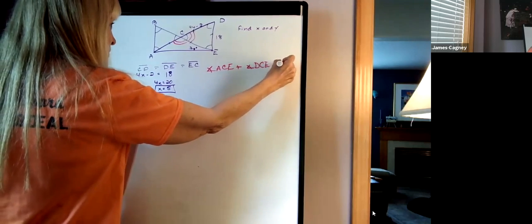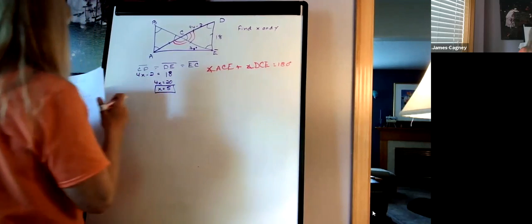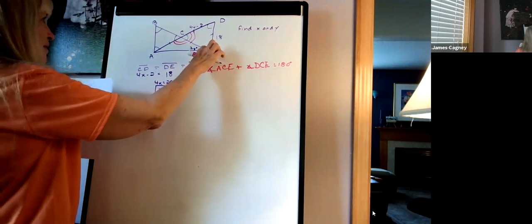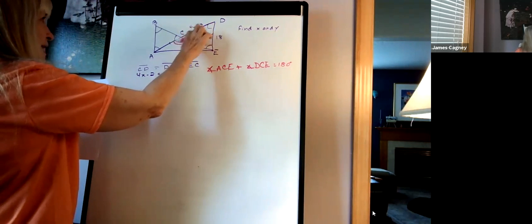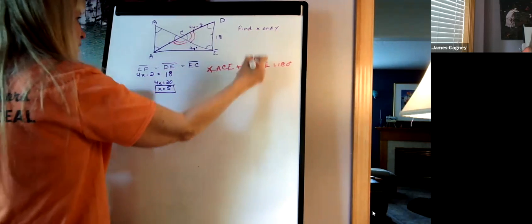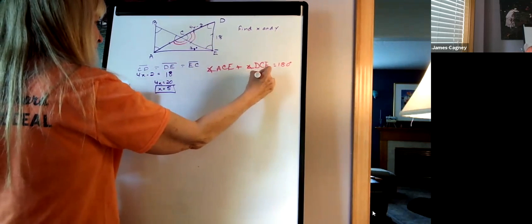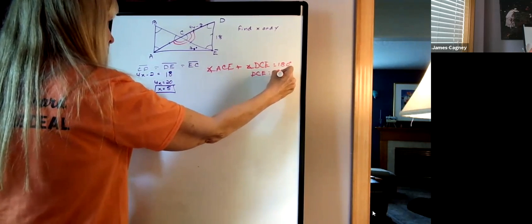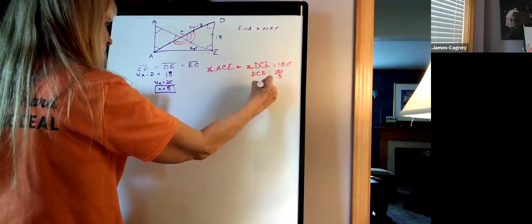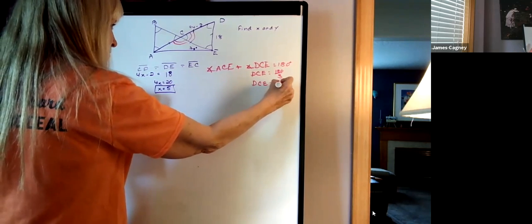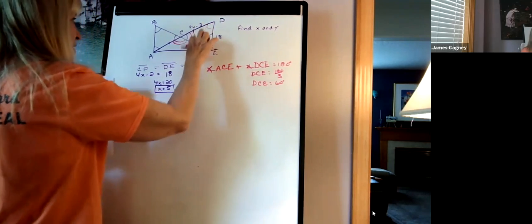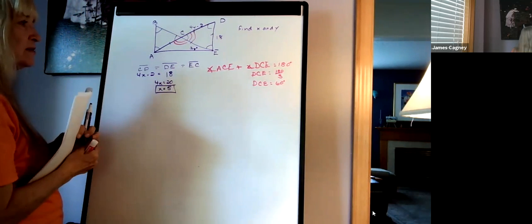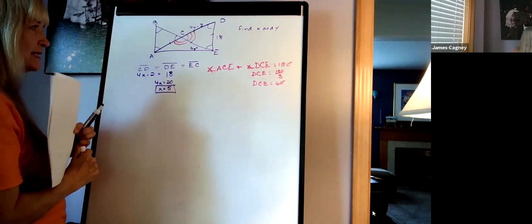This has to equal 180 degrees because they are a linear pair. I know that all of these are equal in this triangle, so I know that DCE is equal to 180 divided by 3, or DCE is equal to 60 degrees. So when I know that the triangle has 3 sides that are the same, the 3 angles are the same, and each one is 60 degrees.